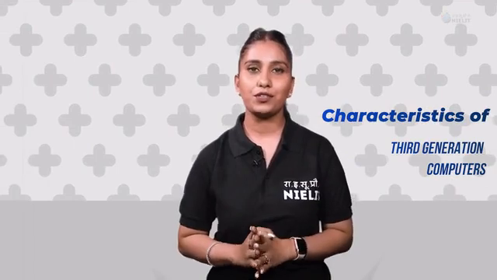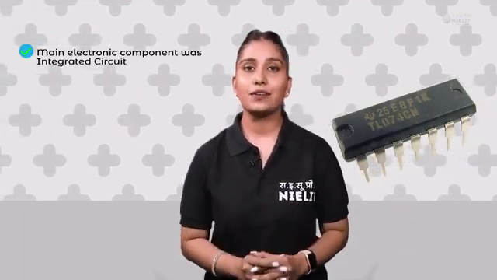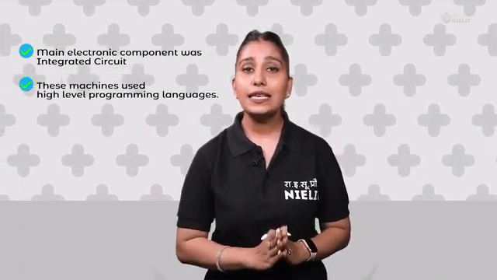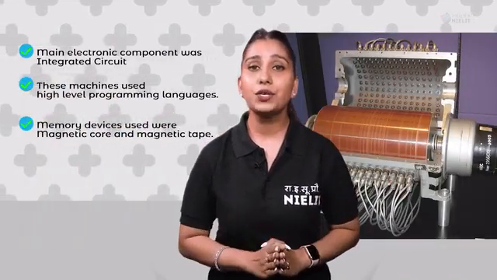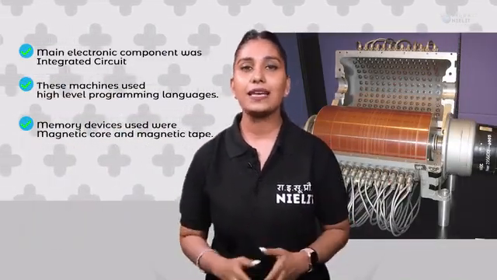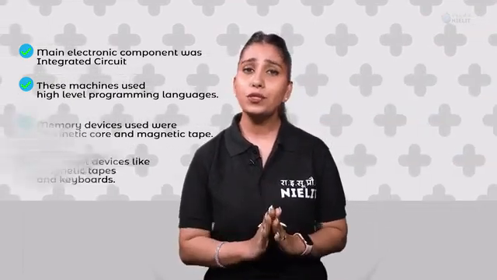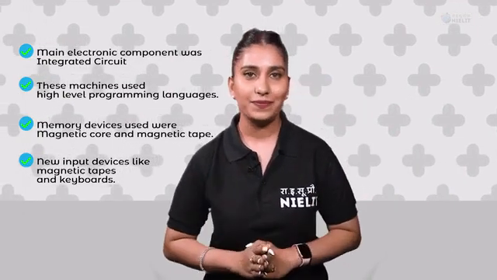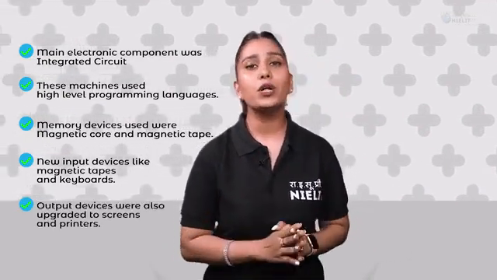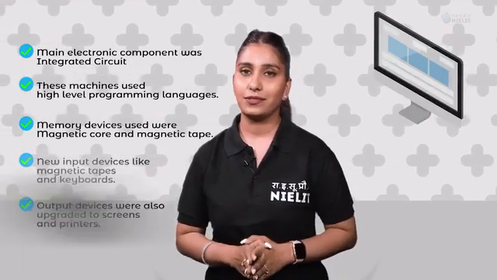Also, mini computers found their shape during this era. Now let's discuss the main characteristics of the third generation of computers. Their main electronic component was the integrated circuit, which is ICs. These machines used high-level programming languages. The memory devices used were large magnetic core, magnetic tape or disk. We also saw new input devices in the form of magnetic tapes and keyboards. The output devices were also upgraded to screens and printers.